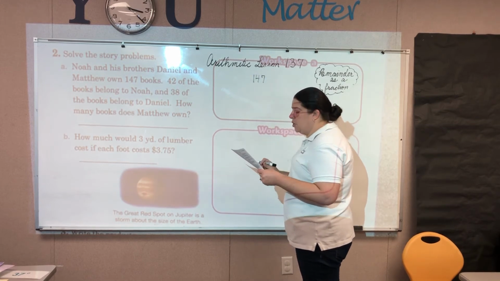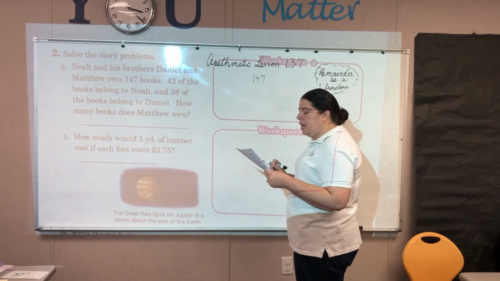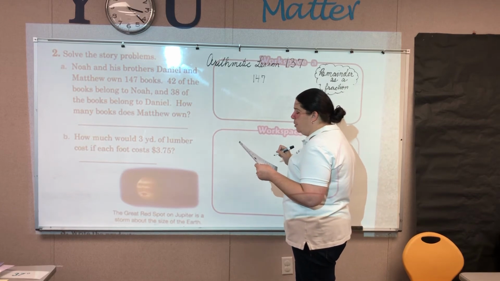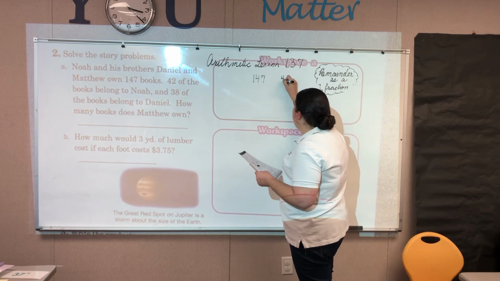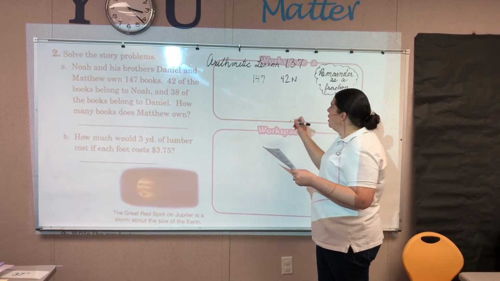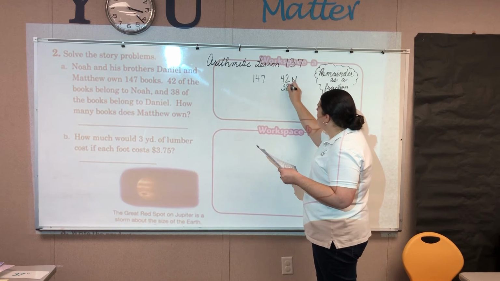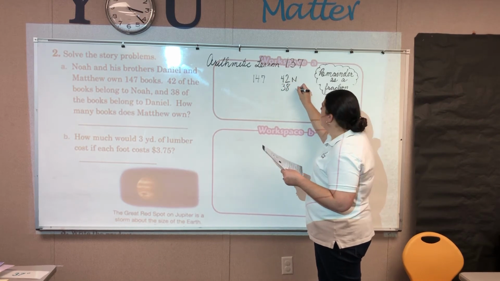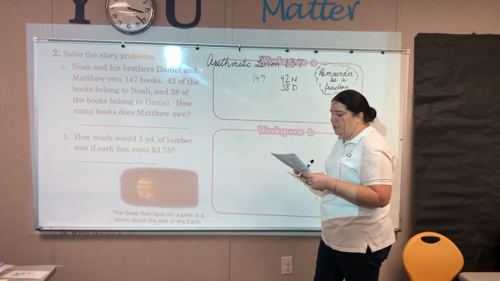147 books. That's how much they have all together. But it says that 42 of them belong to Noah. Noah had 42. I'll put N for Noah. 38 were for Daniel, D for Daniel.